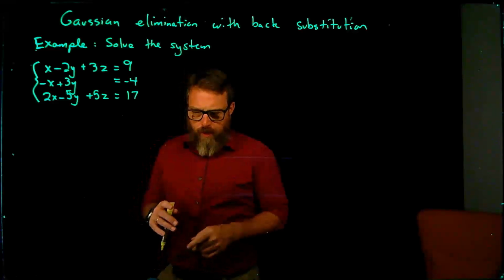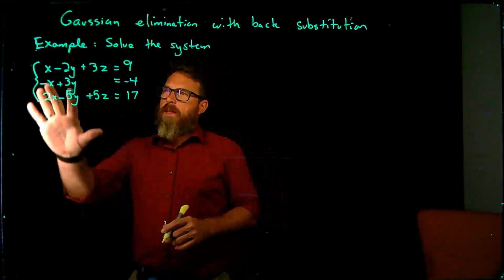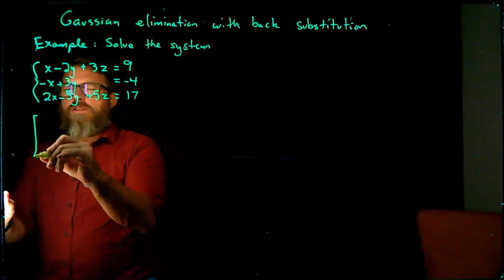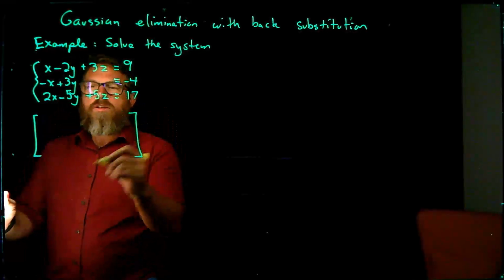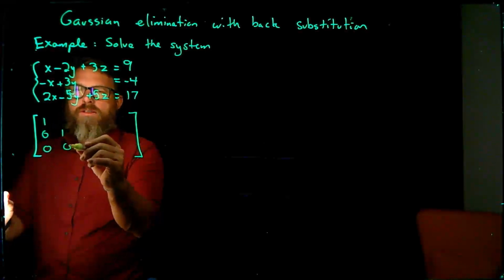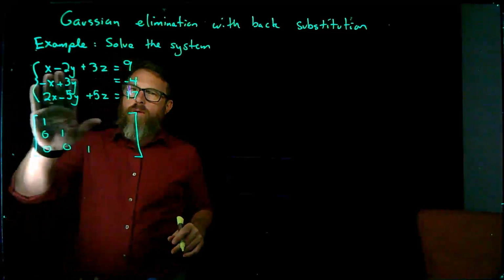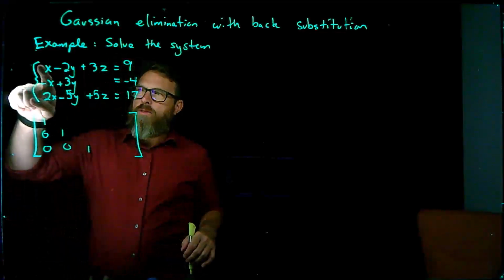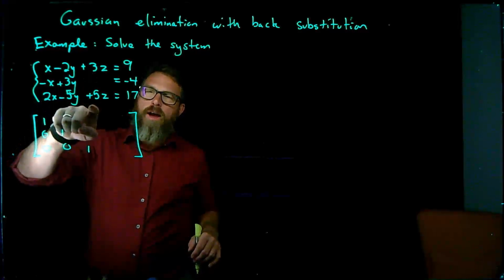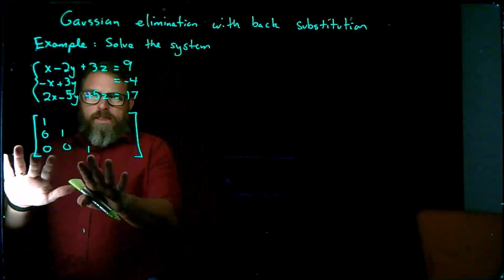So again, what we're trying to pull off here is I want to get a lower triangular matrix that looks like this. So what I want is a 1, 0, 0, 1, 0, and then a 1. When I write these coefficients here, right now it's a 1, a negative 1, 2, a negative 2, 3, a negative 5, 3, 0, 5. But I'm trying to get them to look like this.